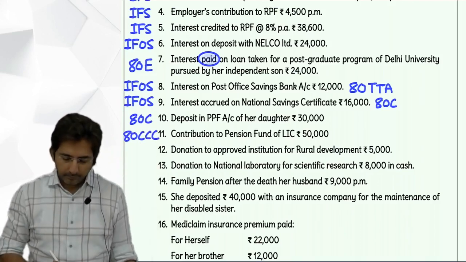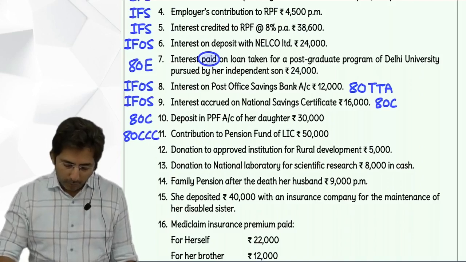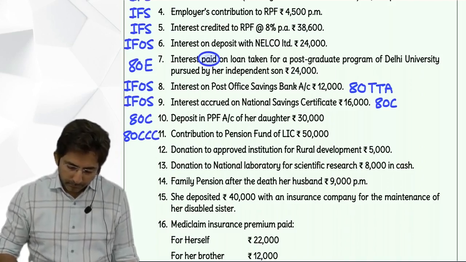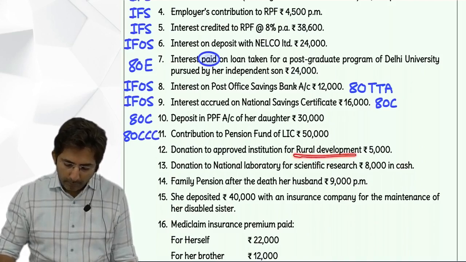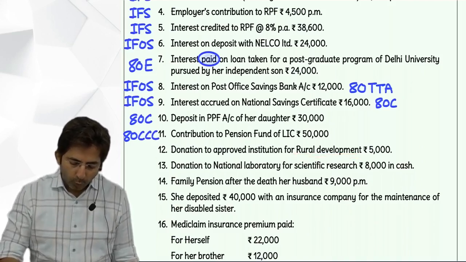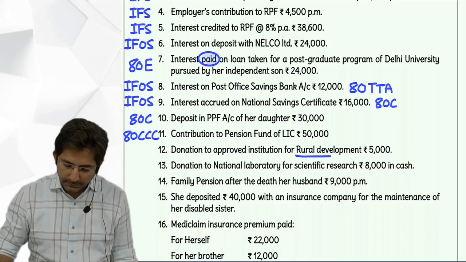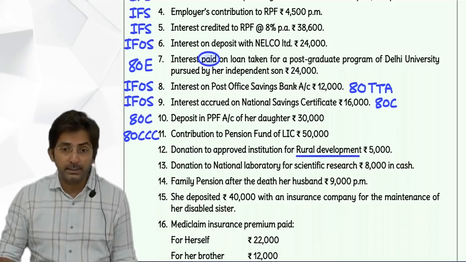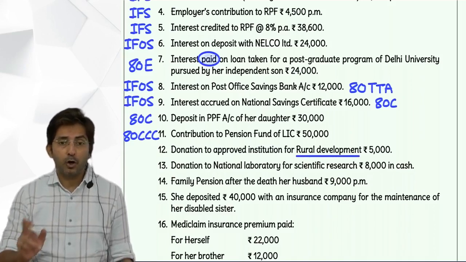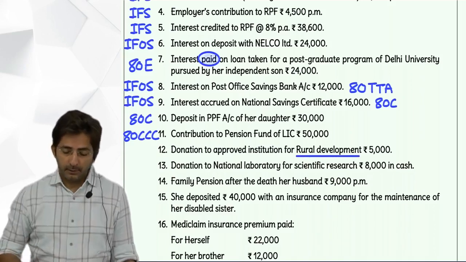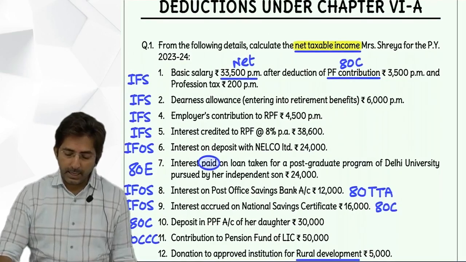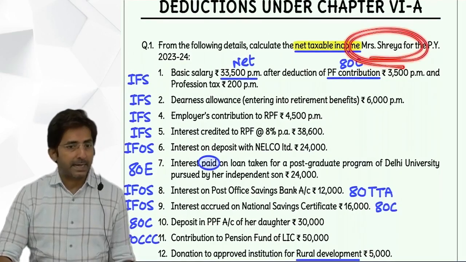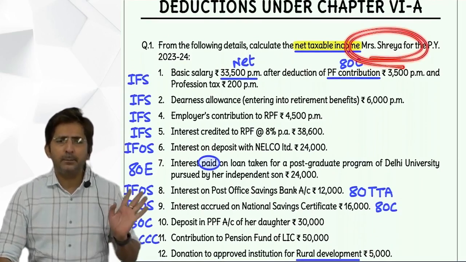Then, what about donation? For rural development, see, rural development donation means it comes in 80GGA. 80GGA, but you know what was the condition in 80GGA? Assessee should not be doing business. Our assessee, Mrs. Shreya, is she doing business or a salaried person? She is a salaried person.